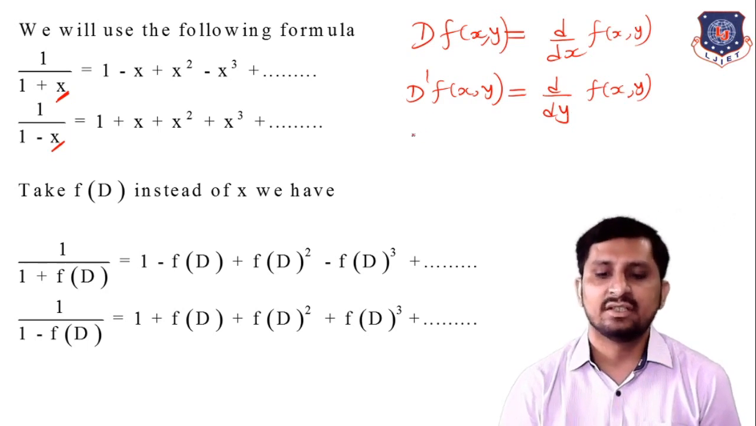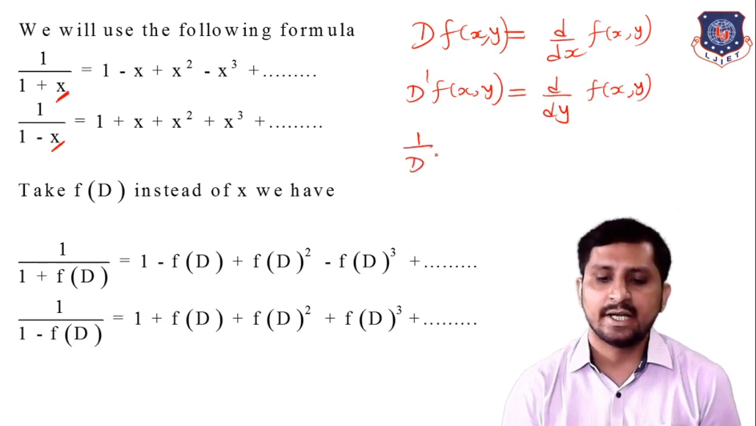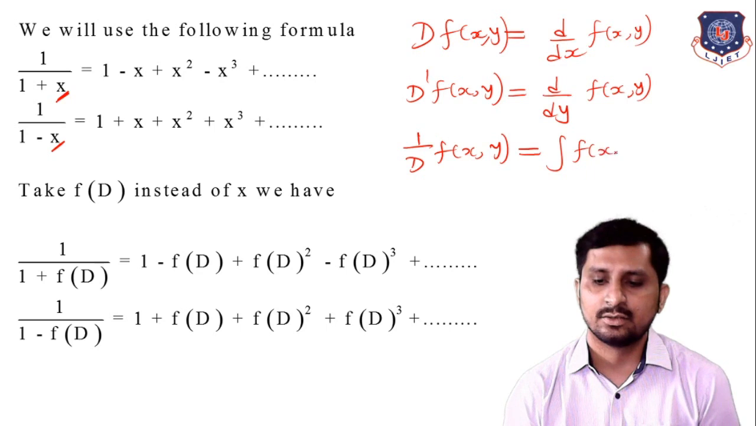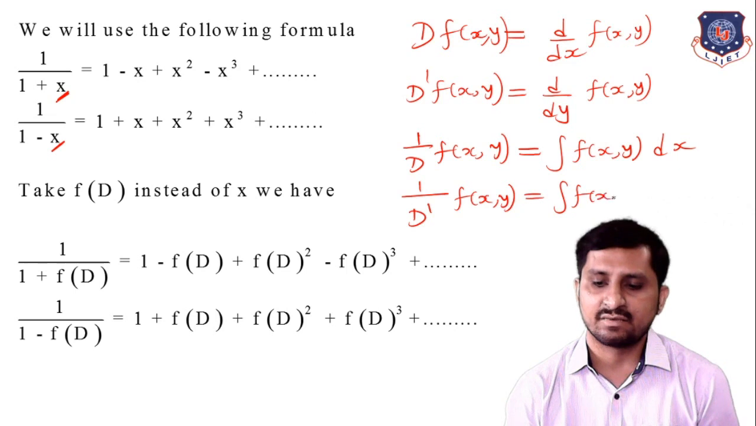Suppose you have 1 upon D into f of xy. Okay, 1 upon D into f of xy means what? Integration of f of xy with respect to x. In a similar manner, 1 upon D dash into f of xy. So that means what? Integration of f of xy with respect to y.